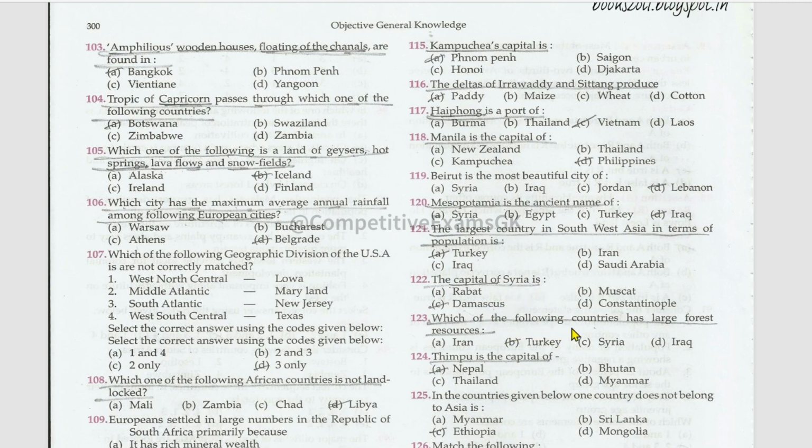Which of the following countries has large forest resources? Turkey. Right now, the name of Turkey is changed.